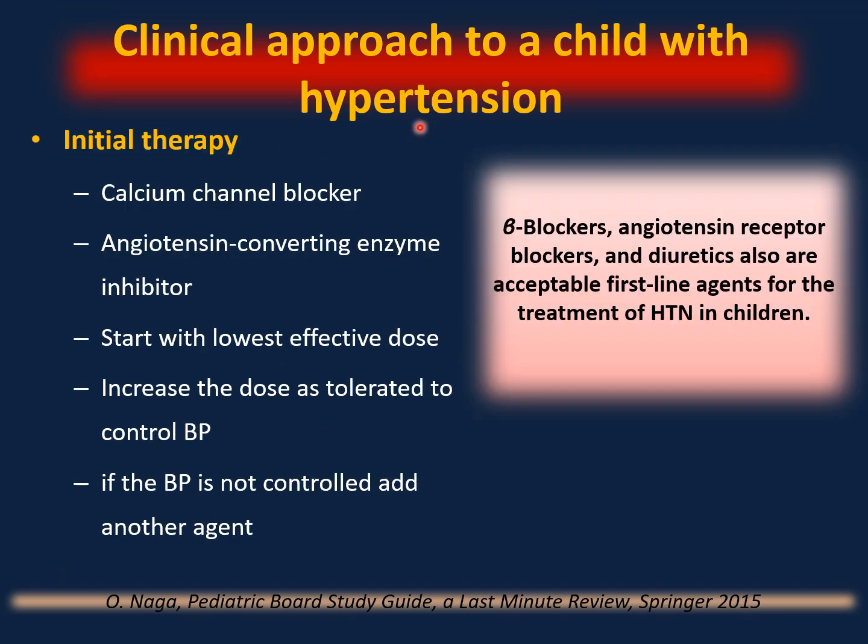Management of hypertension, of course, the treatment of the underlying cause, initial therapy, calcium channel blockers or angiotensin converting enzyme inhibitors or ACE inhibitors. These two agents are very safe to use in children. Start with the lowest effective dose, increase the dose as tolerated to control blood pressure. If the blood pressure is not controlled, add another agent. Also, you need to know that beta blockers, the angiotensin receptor blockers, and diuretics are also acceptable first-line agents for the treatment of hypertension in children.